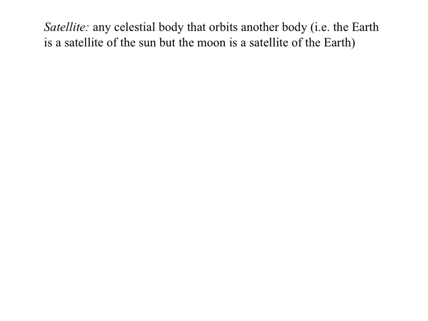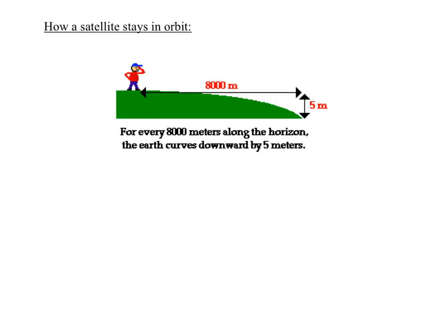Let's take a look more specifically at satellites, not just what they are. So how do satellites stay in orbit? You see a diagram on here. For every 8,000 meters along the horizon, the Earth curves downward by 5 meters. Isn't that crazy? That's why for a long time, what did people think? It's flat. And if it were me and I weren't a scientific person in the 1500s, I might believe that person. Because we're looking at the horizon, I see a flat line.